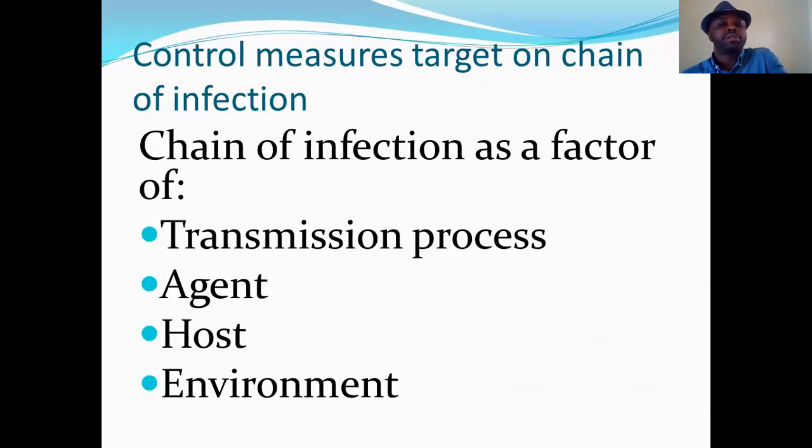What are the control measures targeted on the chain of infection? The chain of infection is usually a factor of the transmission process, the agent, the host, and the environment. The transmission process sits in the middle of that triangle of agent, host, and environment, and determines the movement of the agent to the host in the environment where the host lives.